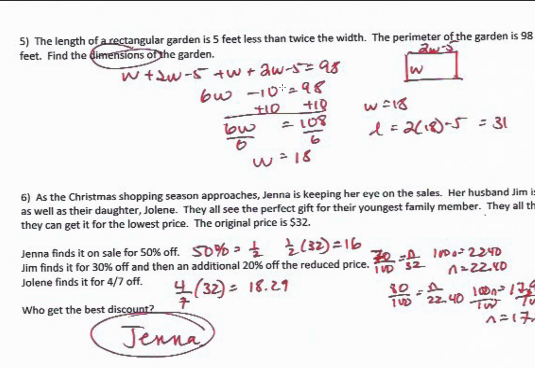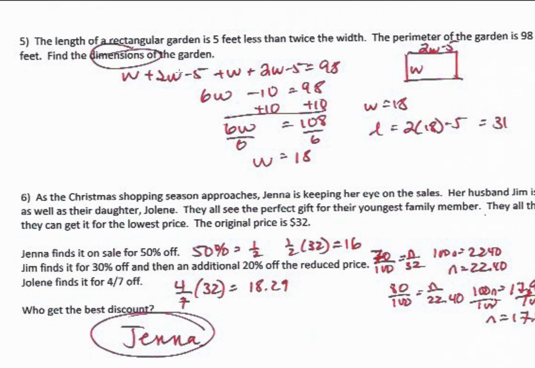So here's the width W. Here's the length 2W minus 5, right? Because it's 5 less than, switch order. Last shall be first, first shall be last. Twice the width. So the first 5 goes to last, minus 5. And twice the width becomes first, so 2W. So I have my left, my top, my right, my bottom. Add them all up, I get 98, because perimeter means distance around.